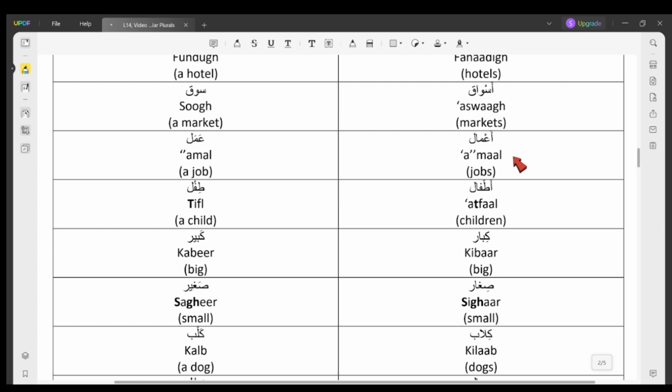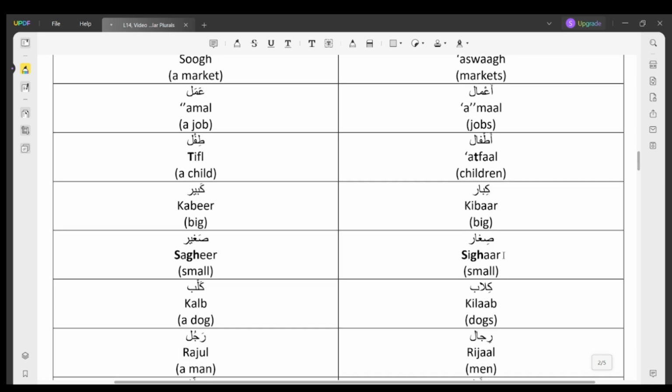A'mal, meaning jobs. Next, tifl. Tifl, meaning a child. And the plural, atfal. Atfal, meaning children. Next, kabir. Kabir, meaning big. Here we have an adjective. There's no difference between adjectives and nouns. All nouns and adjectives in Arabic have plural forms. So kabir, meaning big, and the plural form, kibar. Kibar. Next one, صغير.